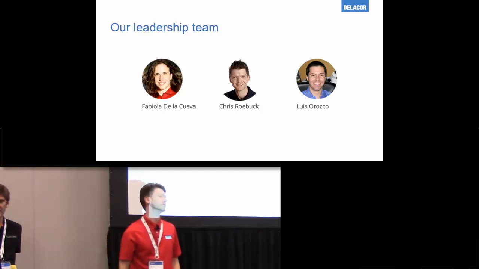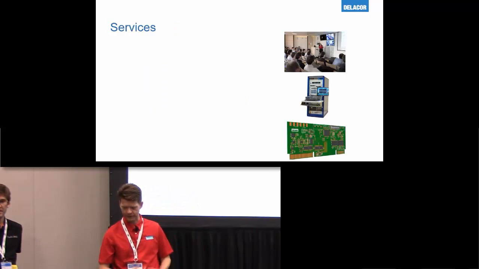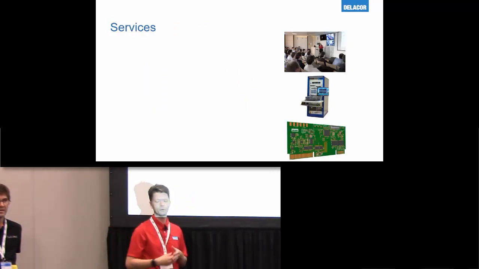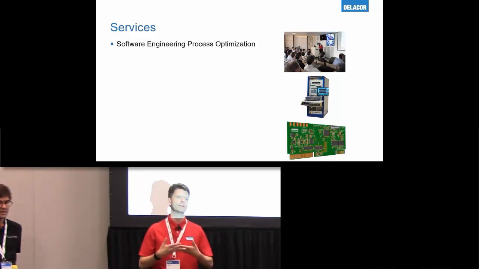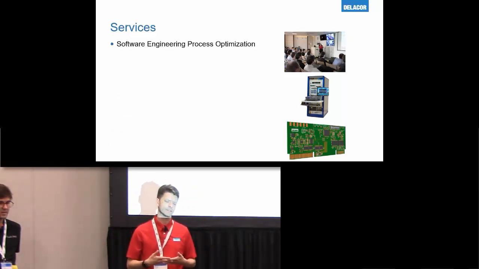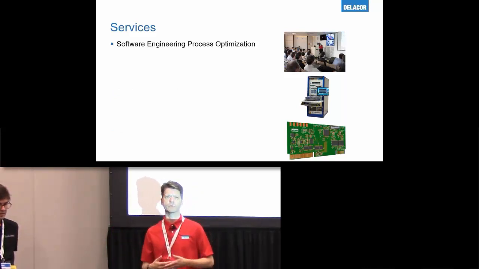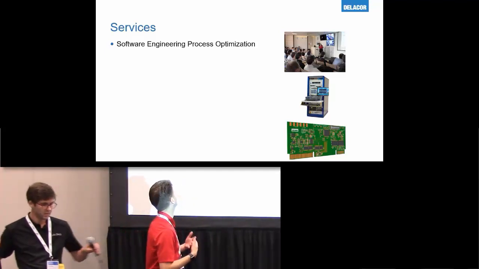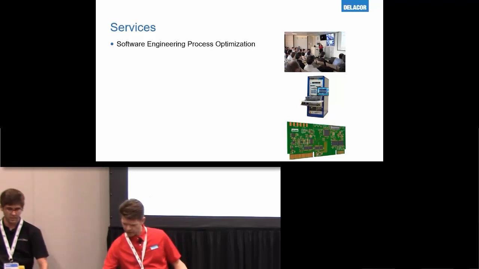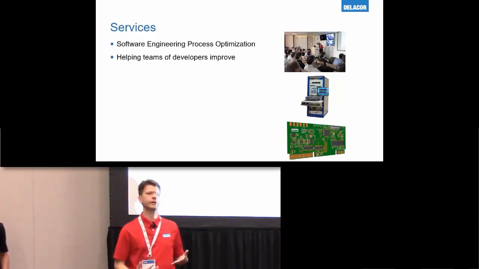So, what do we do at Delacorp? We're a little bit different to most Alliance partners. We're kind of unique in that we generally work with teams who already have LabVIEW developers, test-stand developers within their organization, but they're looking to improve. They know that they could be doing things a little bit differently and a little bit better. So we help developers improve through software engineering process optimization.